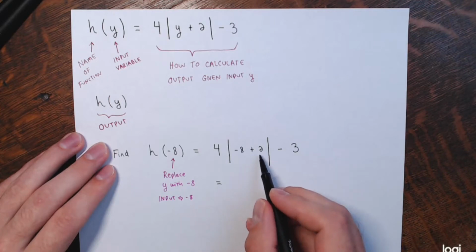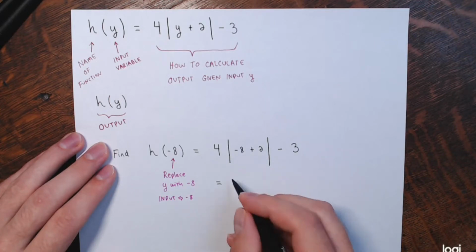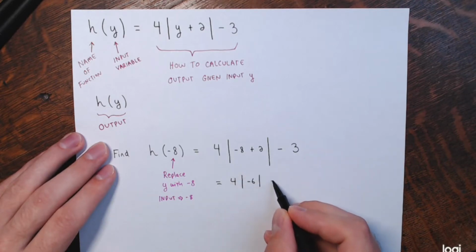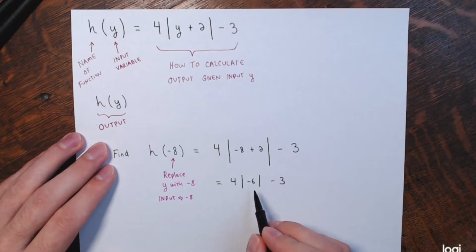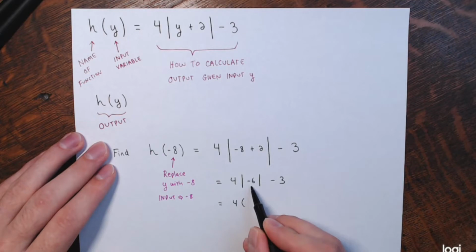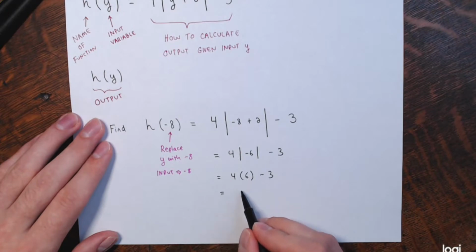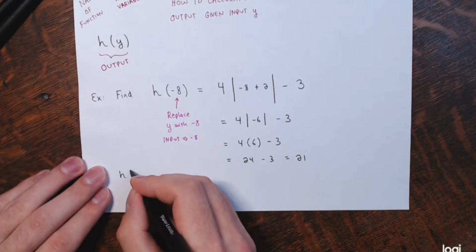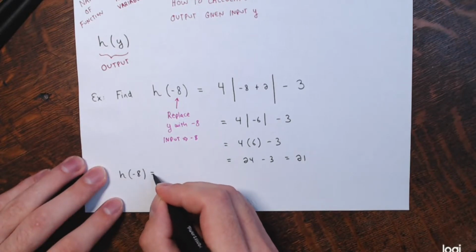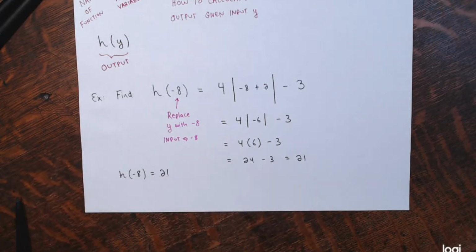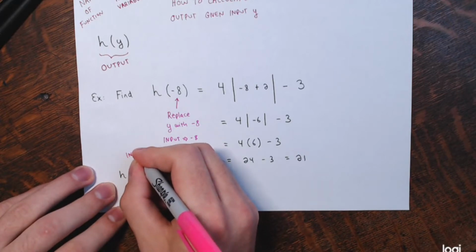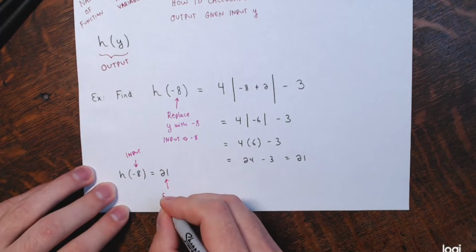And then we simplify. Now remember, for absolute value, you simplify the expression inside first. So this is 4 times the absolute value of negative 6, and then minus 3. Now the absolute value of negative 6 is positive 6, minus 3. Then you multiply, 4 times 6 is 24, minus 3 is 21. So we say that h of negative 8 equals 21. And once again, this negative 8 is the input, 21 is the output.